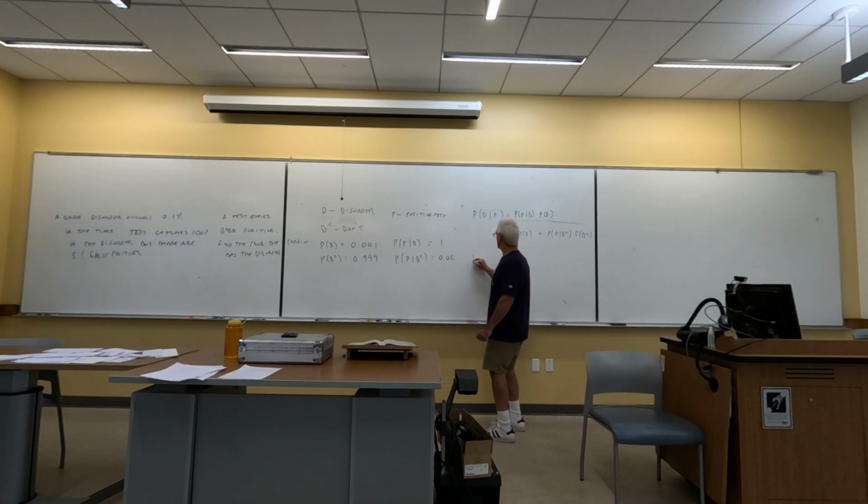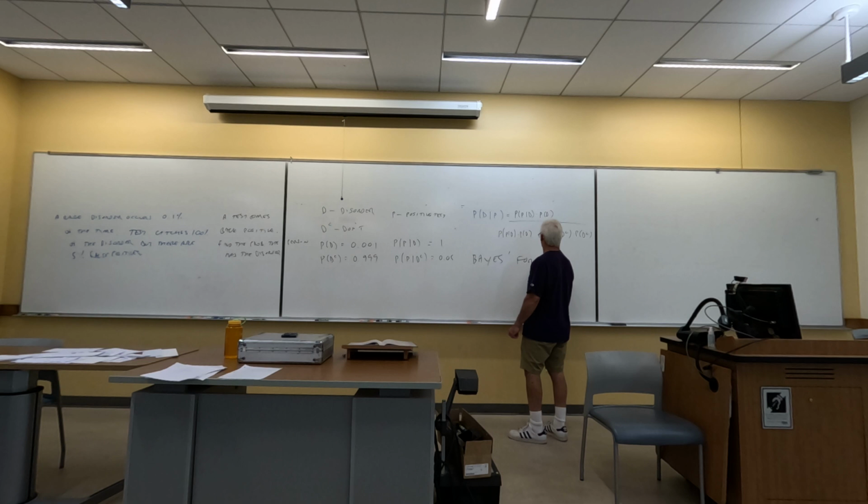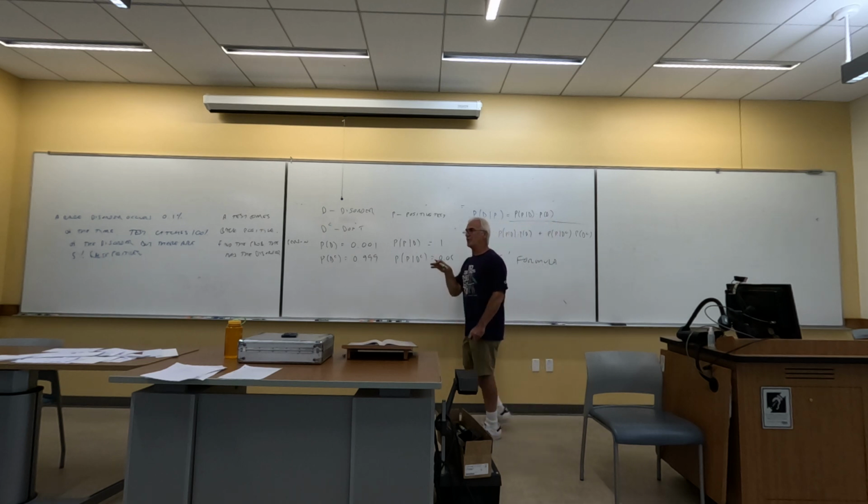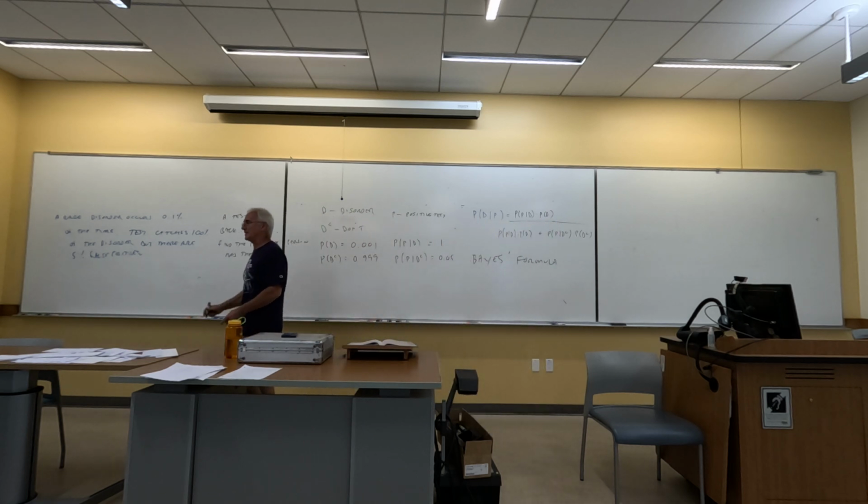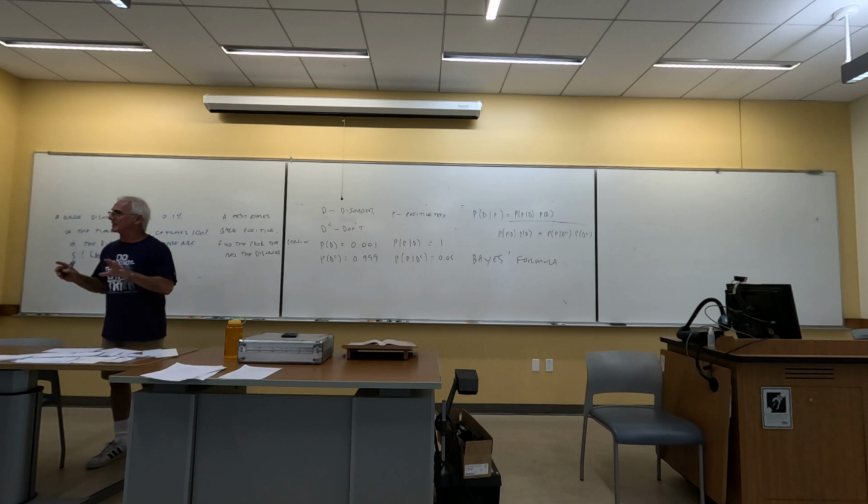This is called Bayes' formula, or Bayes' theorem. I don't need you to know the formula. It actually can get very complicated. But the way we did it by drawing a tree, I think makes it really, really simple in general.